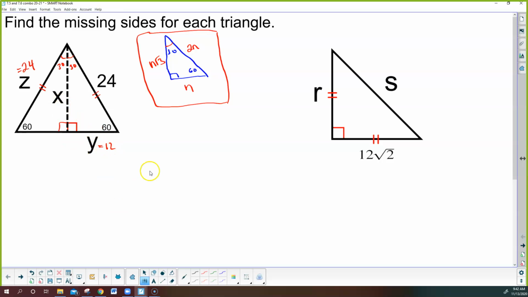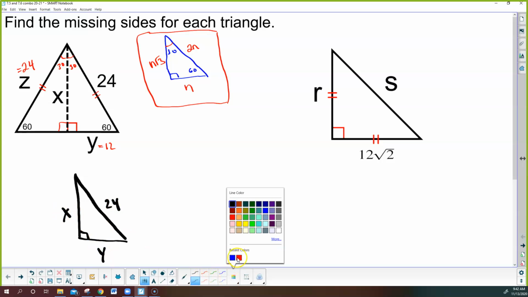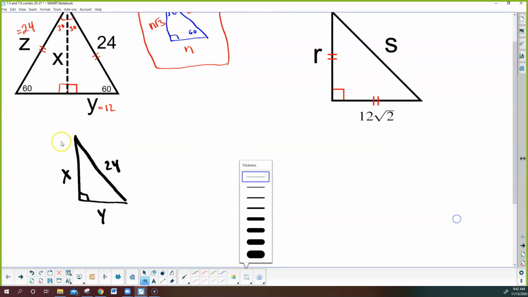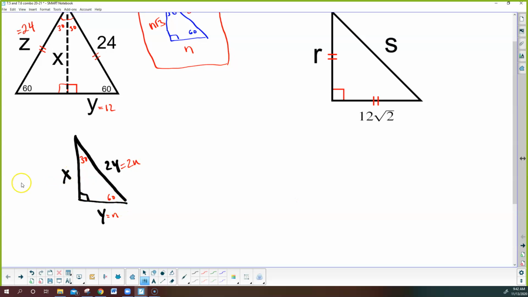Now, if you don't really like this setup, here's what you could do. You could redraw half of the triangle and label 24, y, and x. That's one of the skills that I think is pretty valuable, is just being able to pick apart a triangle. So we got a 30, 60, 90, and then if that's the case, across from the 30 is n, across from the 90 is 2n, and across from the 60 is n square root of 3.